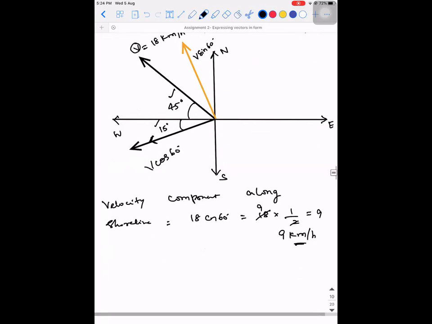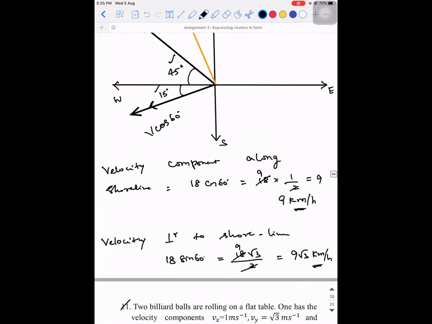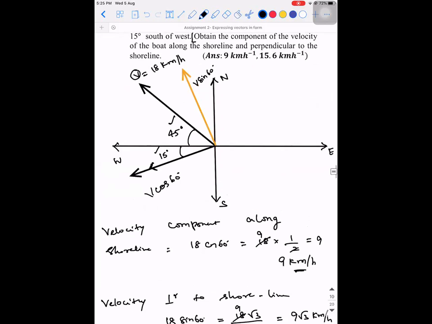And what will be the velocity perpendicular to the shoreline? That is 18 sin 60. That will be 18 root 3 by 2, and this will get cancelled. 9 root 3 kilometer per hour. Is that clear?